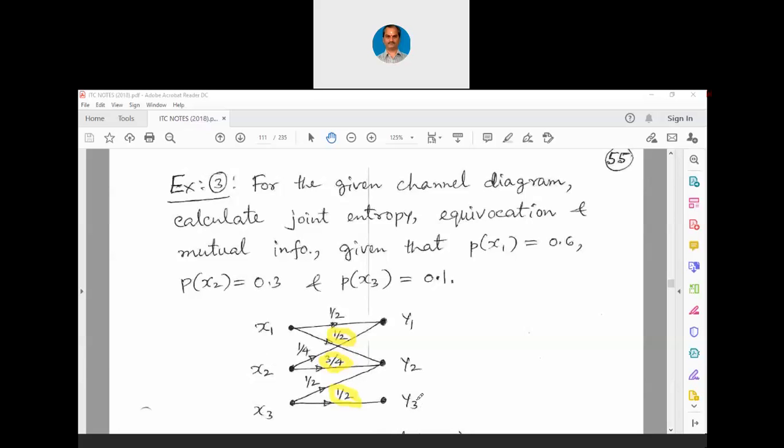You can directly find out P of y3 slash x3 is 1 minus half. That way, in the channel diagram, even if these three other probabilities are not given, you can find out all the other missing probabilities. That way, we can slightly make these problems purposefully tricky so that you will find out the missing probabilities. So let me proceed now.